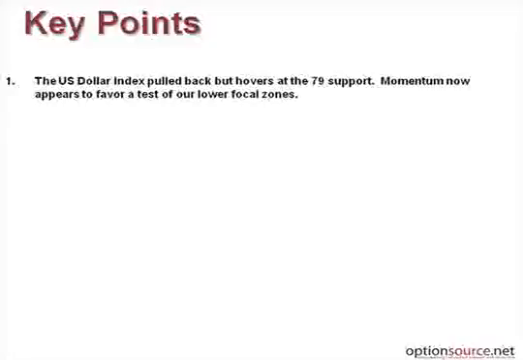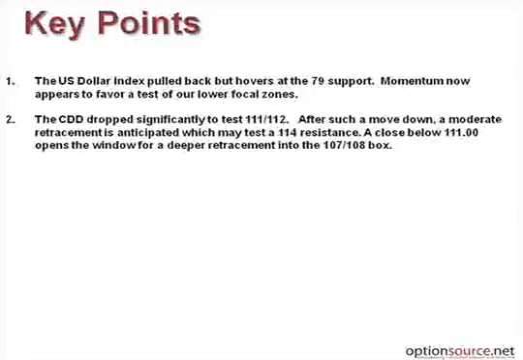Let's take a look at a few of our key points. First of all, the U.S. dollar index pulled back but hovers at the 79 support still. Momentum now favors a test of our lower focal zones. The CDD dropped significantly to test 111-112 after such a move down. A moderate retracement is anticipated, which may test a 114 resistance. A close below 111 opens the window for a deeper retracement into the 107-108 box.